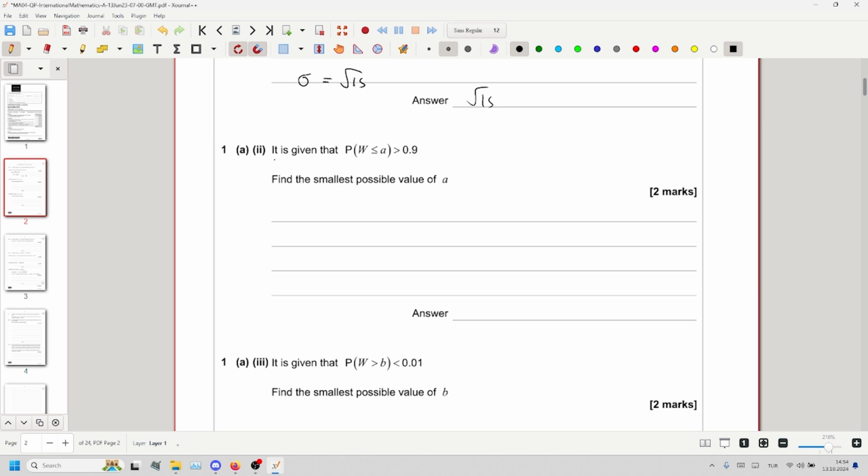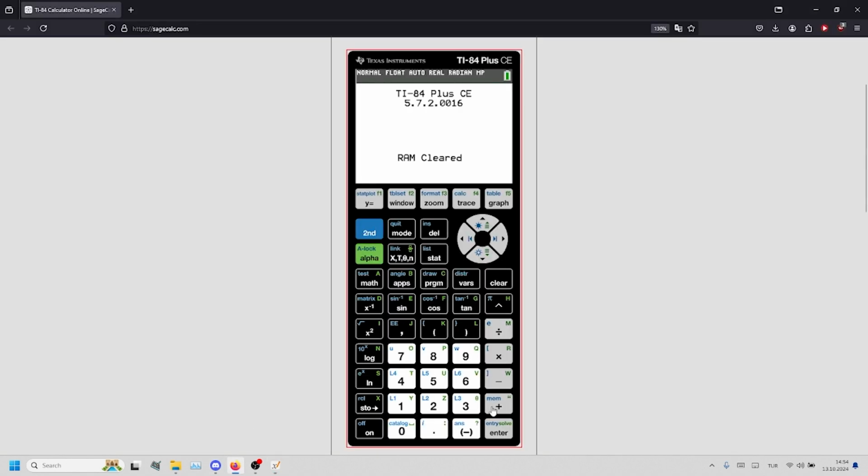Now here it says it is given that the probability that W is less than or equal to some value a is greater than 0.9. This right here is simply the Poisson CDF function, and we're going to have to test all the possible values. We're just going to have to write down a bunch of values in our TI-84. So let us begin. We can go to the distributions and go to Poisson. Poisson CDF is located here. It's also the 2nd and D keys, so that would be here and here.